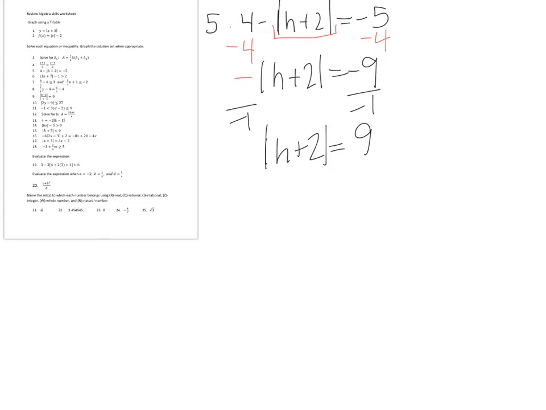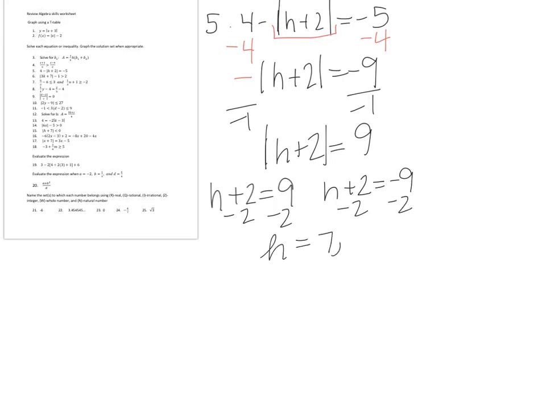Now I can say what's inside the absolute value can equal +9 and the statement will be true, and what's inside the absolute value can equal negative 9, and then solve both equations. Subtract 2 from both sides. So h is equal to 7 and negative 11. The equations don't need to go on a number line.